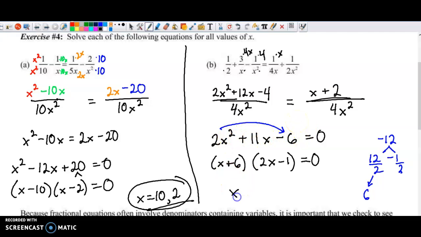And it does. And then our shortcut is our solutions are always the opposite. So negative 6 and 1/2, and again, both of those answers work. The only thing x cannot equal is 0. We can never divide by 0.